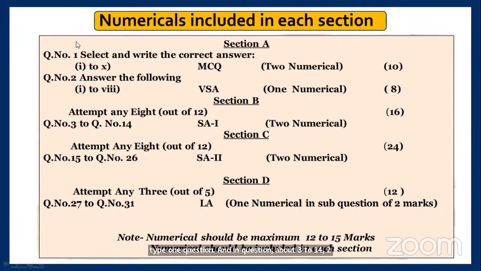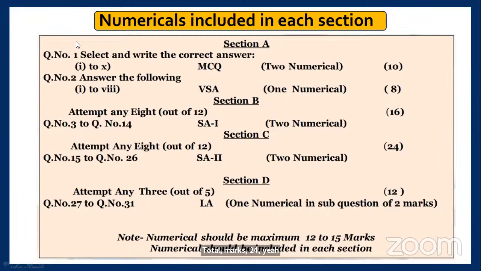The next section, section C. Here you have to attempt any 8 out of 12, and each question's weightage is 3 marks. This section C starts from question number 15 to question number 26. Short answer type 2. And in this part, 2 numericals will be asked. Total marks 24.